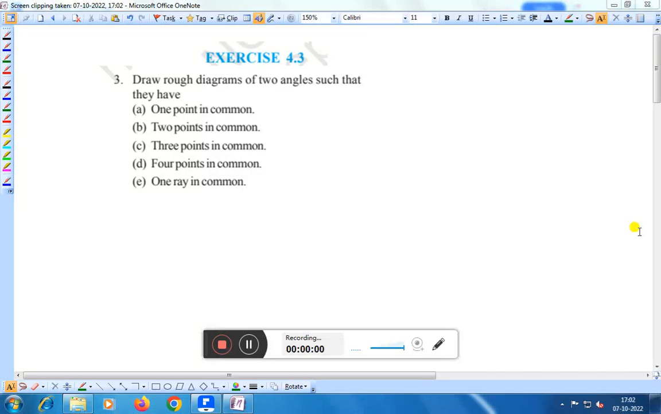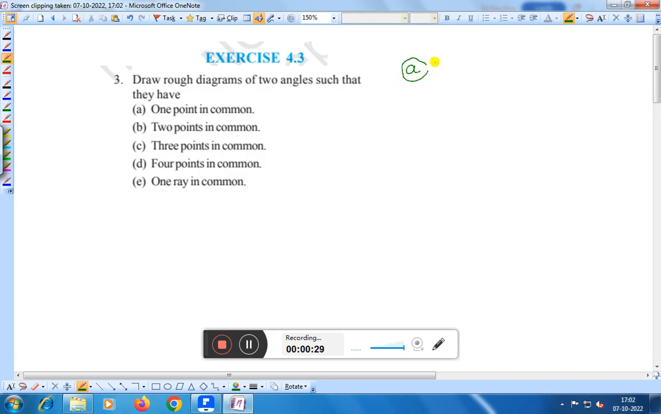Hello everyone. Today we shall discuss exercise 4.3 question number 3. Draw rough diagrams of two angles such that they have one point in common. That is question number A. Now, rough diagrams such that we get only one point in common.